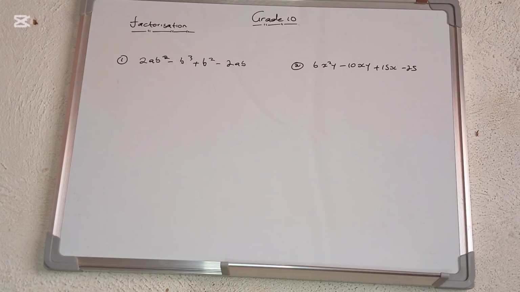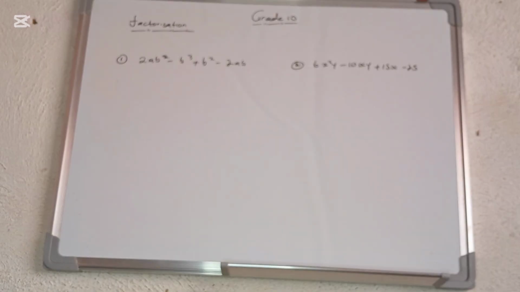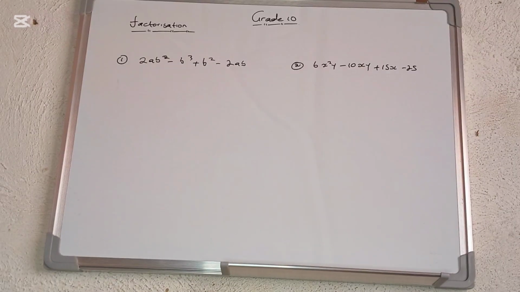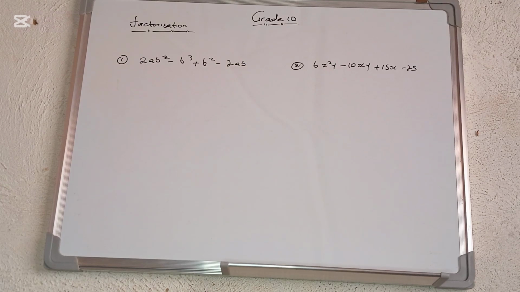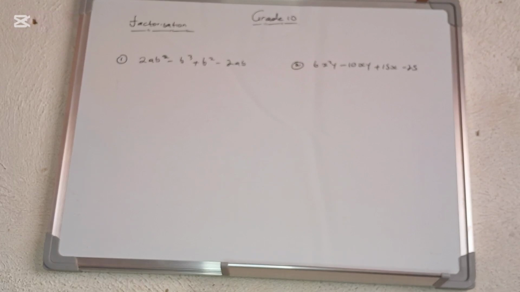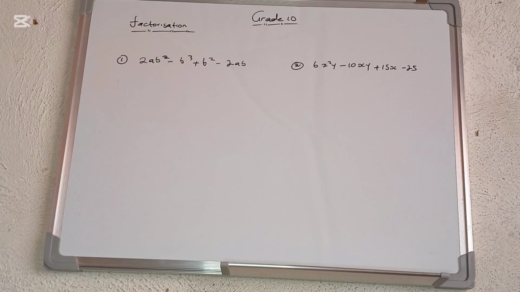So we have two expressions on the board: 2ab squared minus b cubed plus b squared minus 2ab, and the second one is 6x squared y minus 10xy plus 15x minus 25. These two are polynomials because they have more than 3 terms. So let's start by solving the first one.